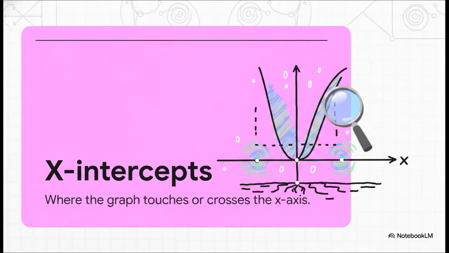And finally, the fourth feature, the x-intercepts. You're also going to hear these called roots or zeros. This is simply where the graph touches or completely crosses the horizontal x-axis. If the y-intercept is where our story starts, the x-intercepts often tell us where our story touches the ground, or where it literally hits 0.